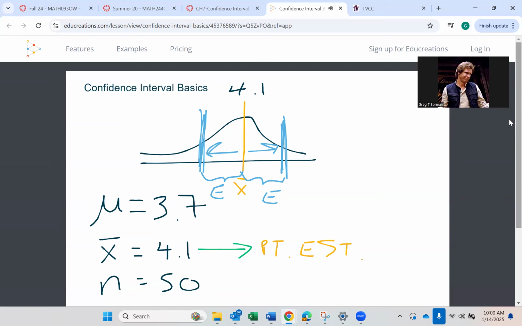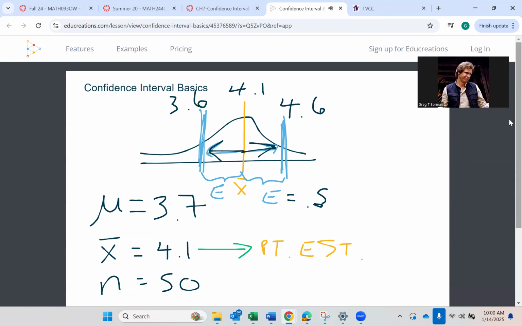Furthermore, let's pretend that we used a formula to determine what E is, and let's say that E is 1/2. So if I go from the 4.1 up a half, that puts me at 4.6, and if I go down a half, that puts me at 3.6.